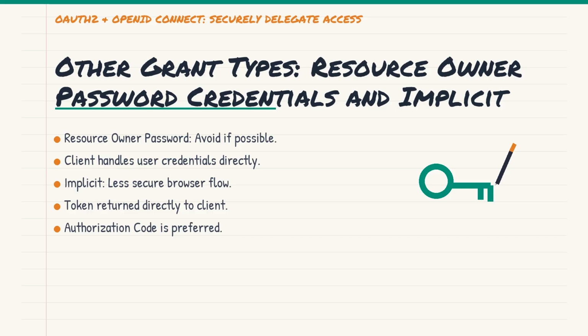This essentially defeats the purpose of OAuth2 by having the client handle your credentials. Use this only in very specific, trusted scenarios, usually for legacy apps. The implicit grant type, historically used for JavaScript apps in browsers, is also largely deprecated due to security concerns. It's less secure because the access token is returned directly to the client in the redirect URI, making it more susceptible to interception. Stick to authorization code whenever possible.